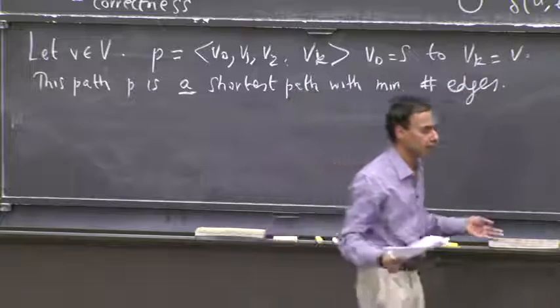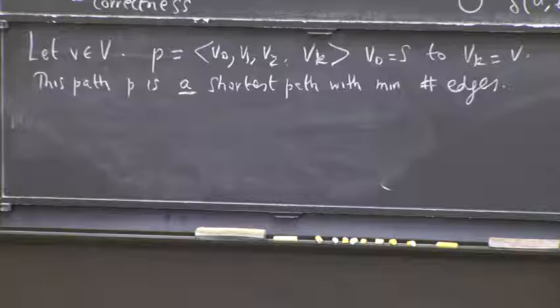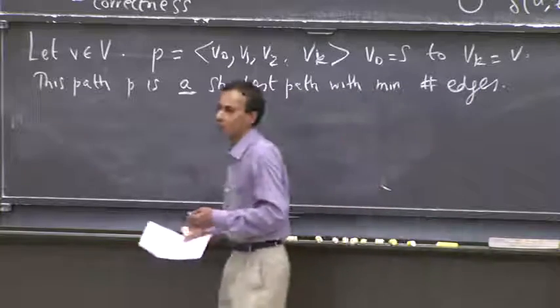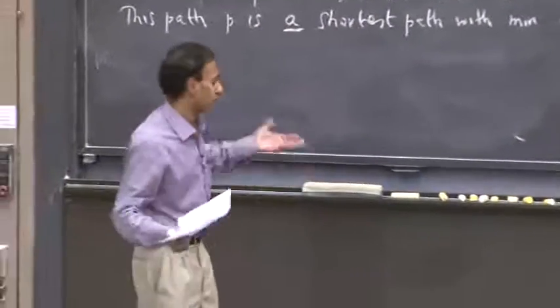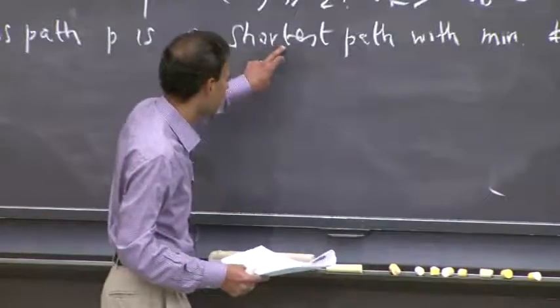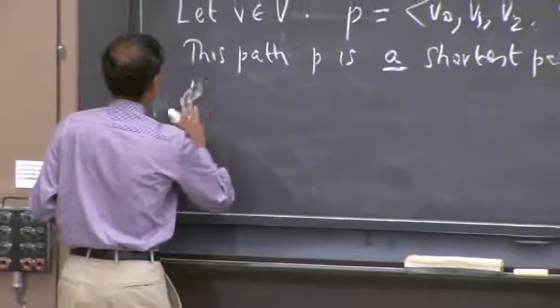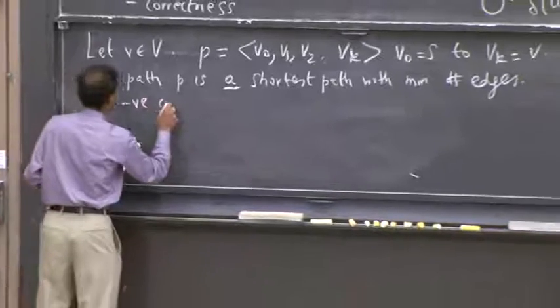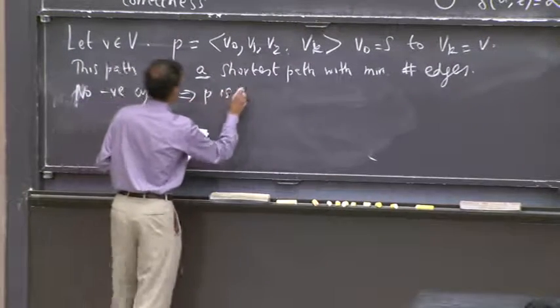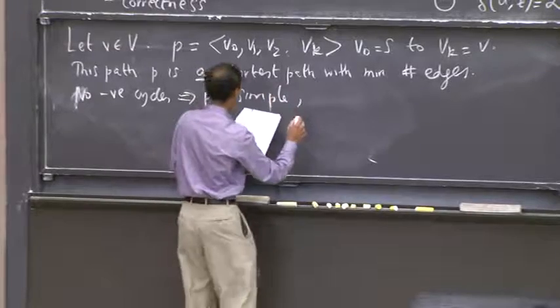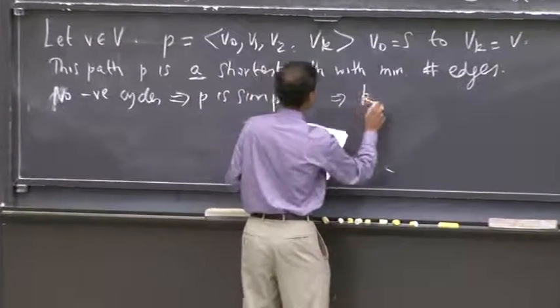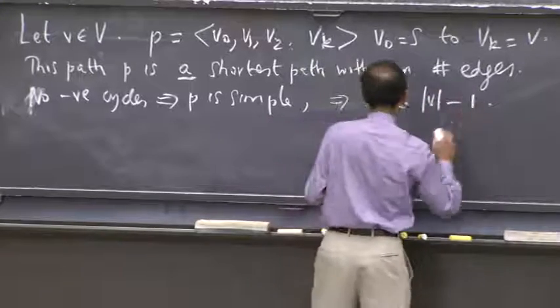Okay, so there may be many shortest paths, and I'm going to pick the one that has the minimum number of edges. If there's a unique shortest path, then that's a given. But it may be that I have a path with 4 edges that has the same weight as another path with 3 edges. I'm going to pick the one that has 3 edges. So they're not necessarily unique shortest paths, but I can certainly pick one. And no negative weight cycles implies that P is simple, and that implies that K is less than or equal to V minus 1, which is what I just argued.